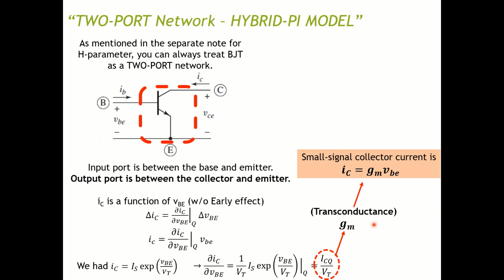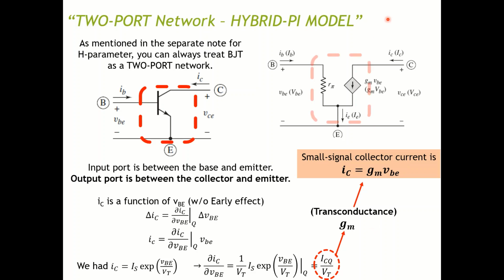Using the r pi and GM parameters, we can obtain a simplified small signal hybrid pi equivalent circuit. That circuit is shown on the right here. Instead of using this block, we can represent the whole 2-port network with this block and plug in r pi and GM parameters to represent our circuit.